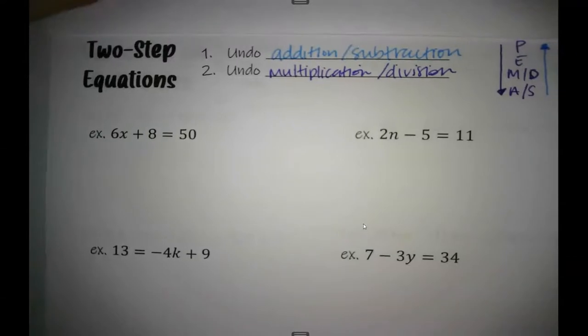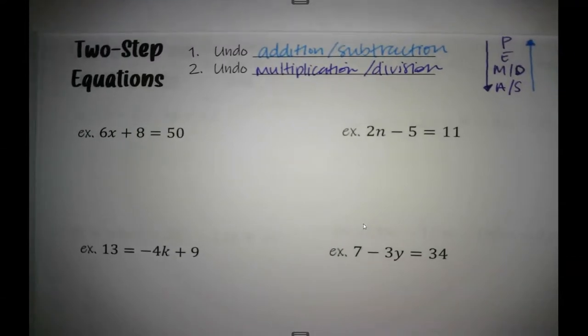Look at some examples of our two-step equations. So this first one, we got 6x plus 8 equals 50. So what do we have here? What is happening? Remember, x is just some number we don't know yet. That's what we're going to find out at the end.